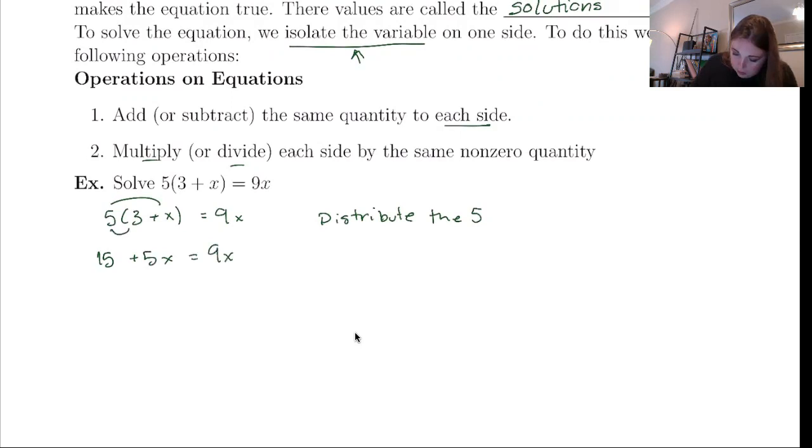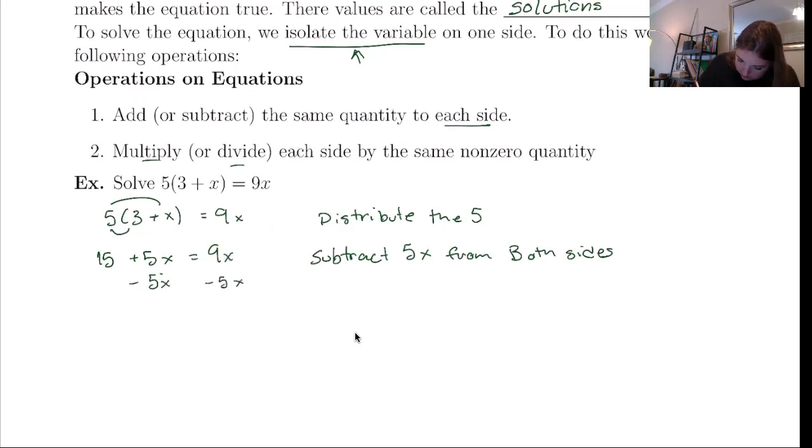Now I'm going to add the same quantity to each side to move my term that has just x to the other side with the other term that has an x. So I'm going to subtract 5x from both sides. I'm subtracting because we're adding 5. There you go. So I get 15 equals 9 minus 5, which is 4x. Now I have everything with x onto one side.